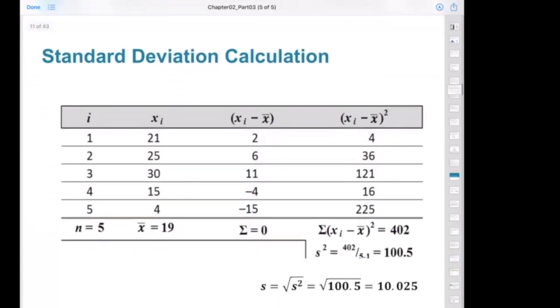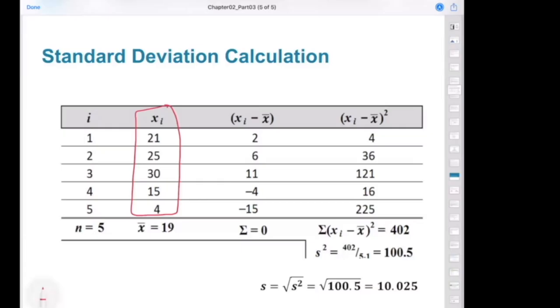So here you can find the calculations of the standard deviation. If you have data, how can we find the standard deviation by hand? Okay? Because sometimes you may need this for solving small questions or something like that, for small data. Okay? So suppose you have 5 numbers. These numbers are 21, 25, 30, 15, and 4. Okay? So these are our data.